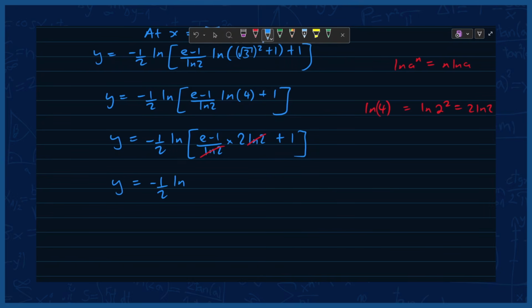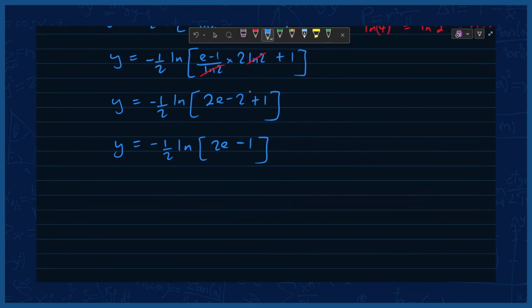And so I've got y is equal to negative a half ln, and then I've got 2 multiplying the numerator there, so 2e minus 2, and then I've got my plus 1 there, no pun intended, minus a half ln of 2e minus 2 plus 1, that's minus 1. Okay, and we can conclude that therefore at x is equal to root 3, the exact value of y is negative a half ln of 2e minus 1, and that is the final answer.